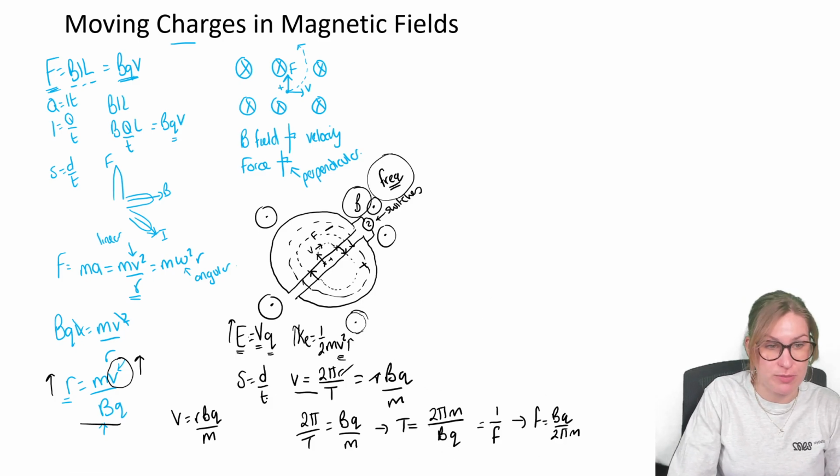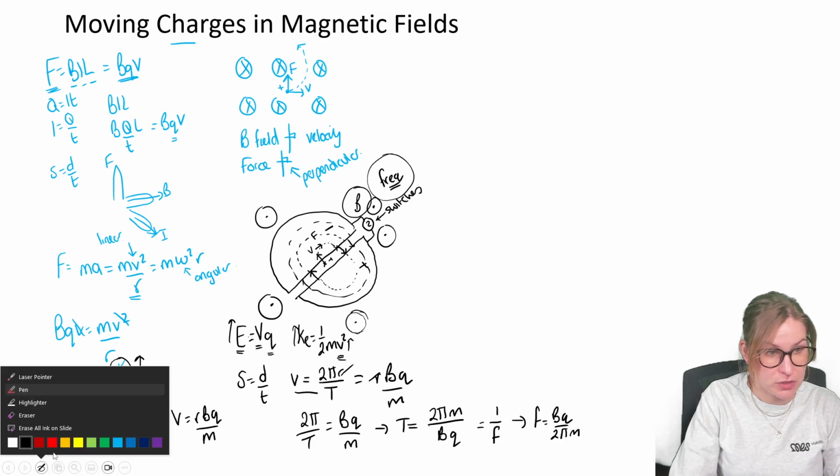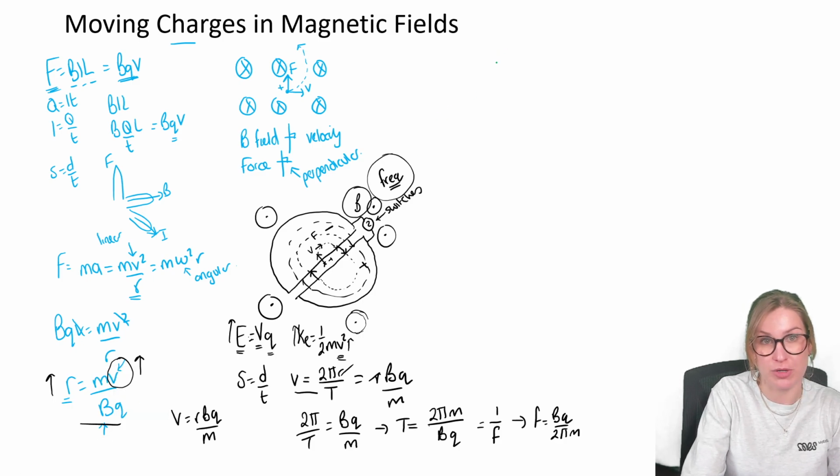Okay, another place you might see it is a mass spectrometer. Mass spectrometers you might see in chemistry. What they have is this thing called a velocity selector. A velocity selector is when we have both a magnetic field and an electric field.